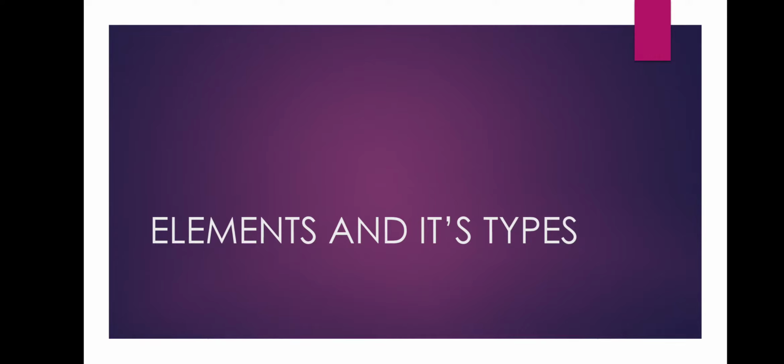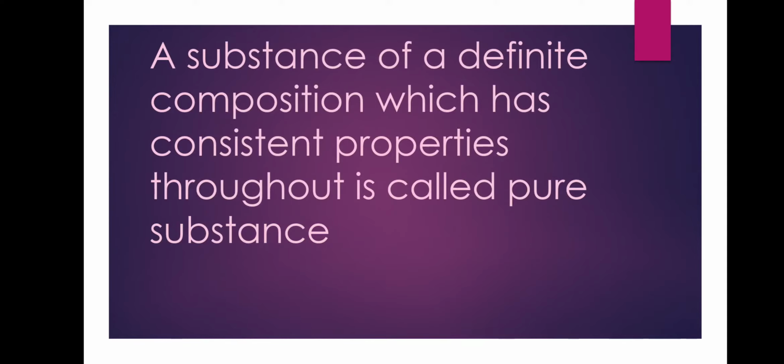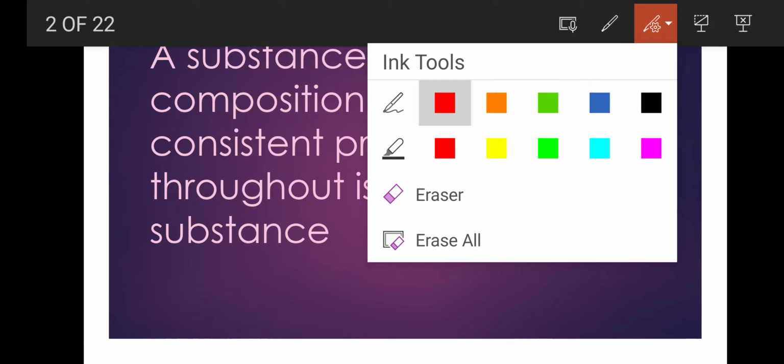Good morning, everybody. So now I'm going to discuss the new chapter, that is elements and its types. You know that matter is divided into two groups, living and non-living. In the non-living group, matter is again divided into pure substances and impure substances. A substance of definite composition which has consistent properties throughout is called a pure substance.